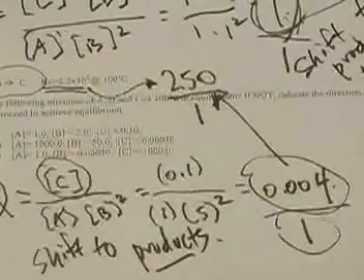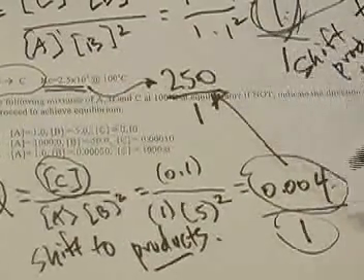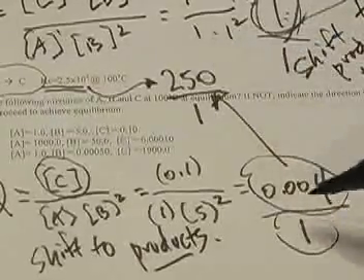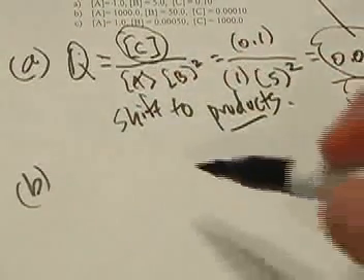Look at it in terms of a fraction and ask what needs to get bigger to achieve K. What on Q needs to get bigger to achieve K? This was too small compared to the top, so it needs to get much bigger. Let's look at letter B and see how that pans out.